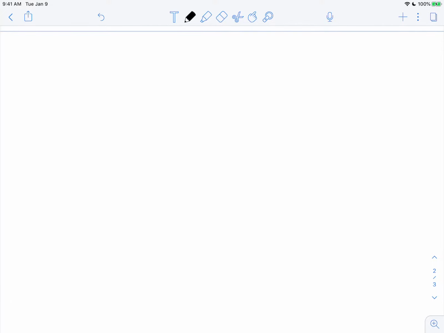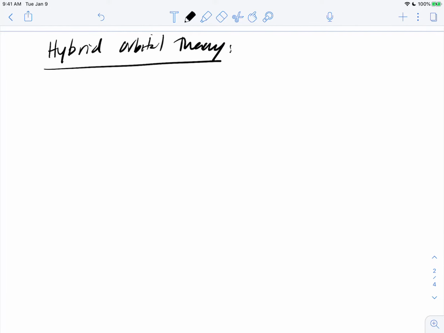All right, so hybrid orbital theory looks at how we create hybrid orbitals to help us explain these bonds that we create using atomic orbitals. So we're going to use the example of carbon and hydrogen bonds, hydrocarbons. And so we're going to first look at this energy level diagram for carbon.